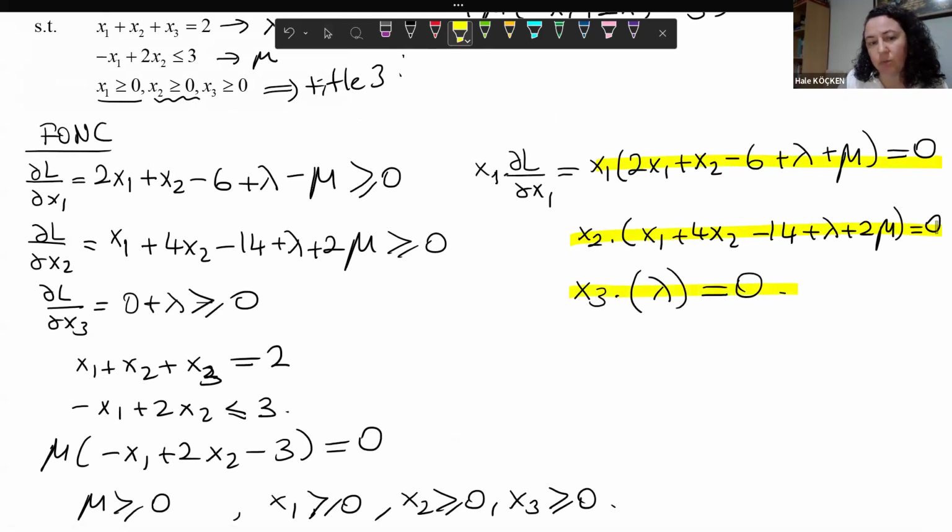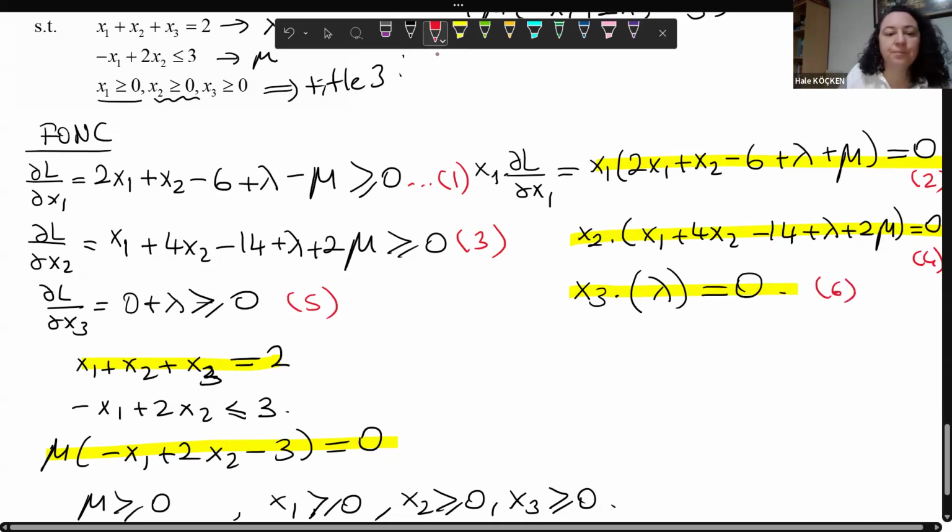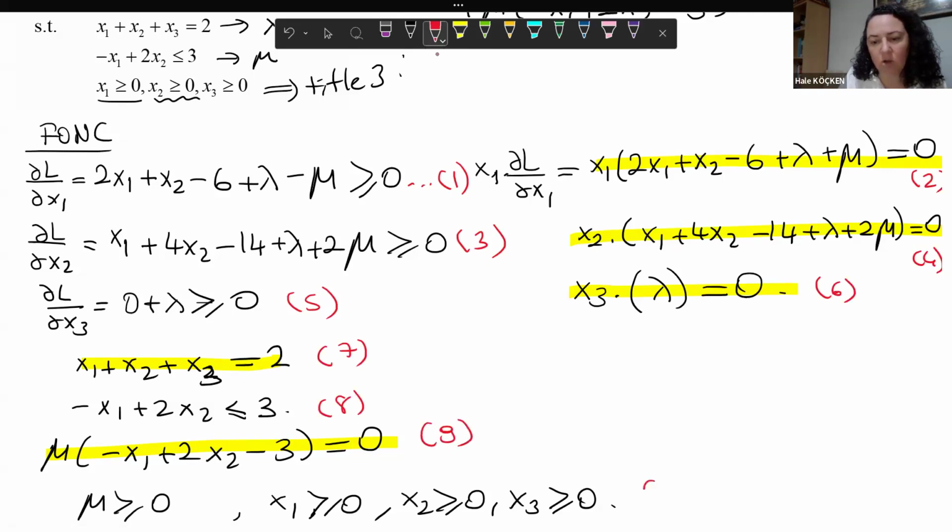1, 2, 3, 4, and 5. These yellow equalities will help us to find the candidate points. Of course, the final point that we found will be checked by the others. Okay, I mean inequalities. 1, 3, 5, 2, 4, 6. Say that this is 7, 8, 9. All of the inequalities, nonlinear inequalities, non-negativity constraints is 10.